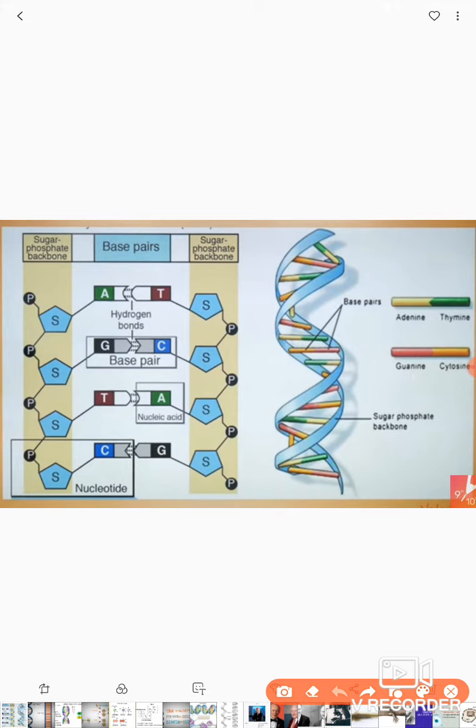Here you can see the first carbon of a sugar is attached to the nitrogen base and the fifth one has the phosphate. So here the third carbon is joined to another nucleotide. Like this, in this strand all the nucleotides are joined to each other. In the same way here also, each and every nucleotide is joined to the others and they form a helical structure.